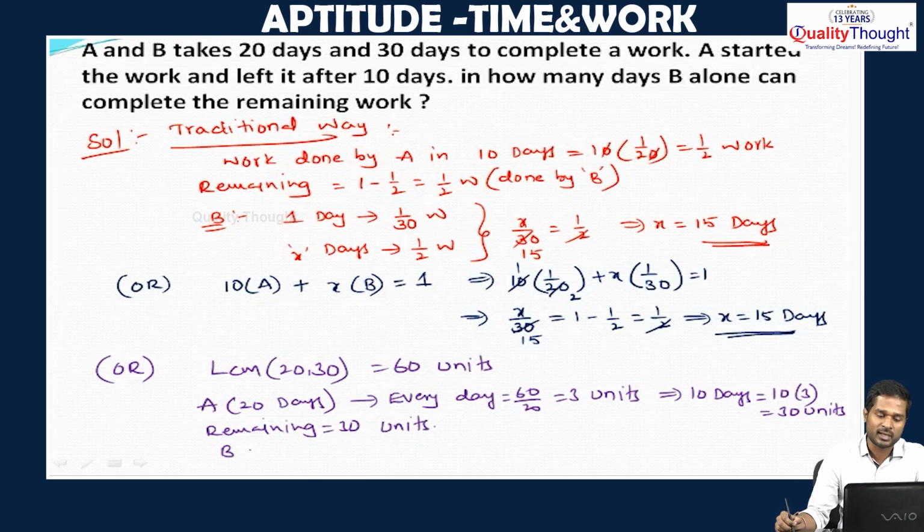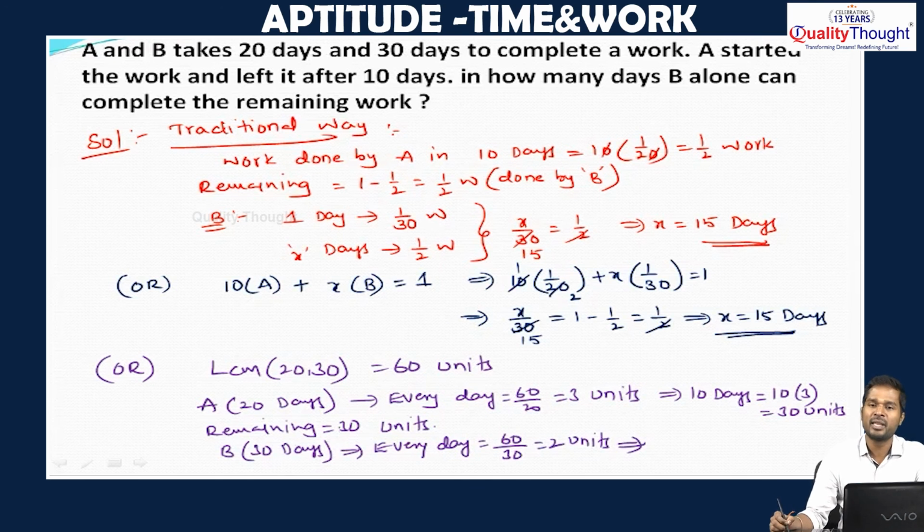B will take total 30 days to complete the work. That means every day he will do a work of 60 by 30, which is 2 units. Now to complete this remaining 30 units of work, how many days does he require? 30 units of work is there, and every day he will do a work of 2 units. That means he will complete the remaining work in 15 days.